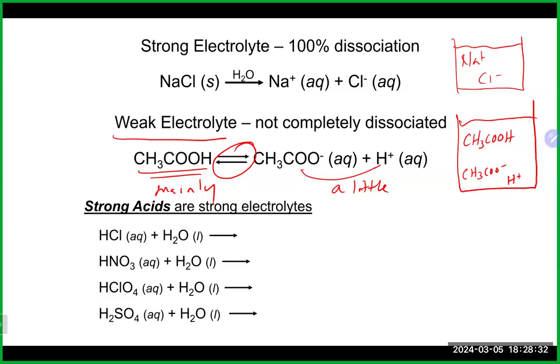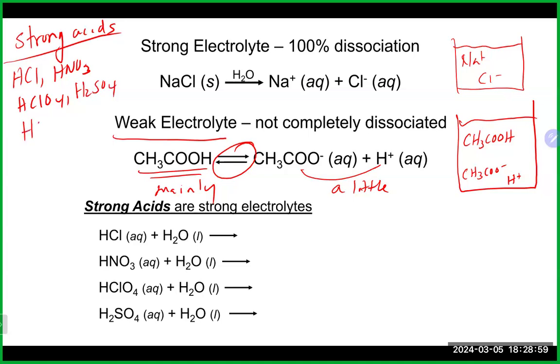Now, strong acids are strong electrolytes, which means they 100% break apart into ions in solution. There is a good list of strong acids, which are good to know. And there are a lot of them, like hydrochloric acid, nitric acid, perchloric acid, sulfuric acid, hydrobromic acid, and hydroiodic acid. These are a list of 6 really strong acids, which means when they go into solution, they're going to completely break apart.